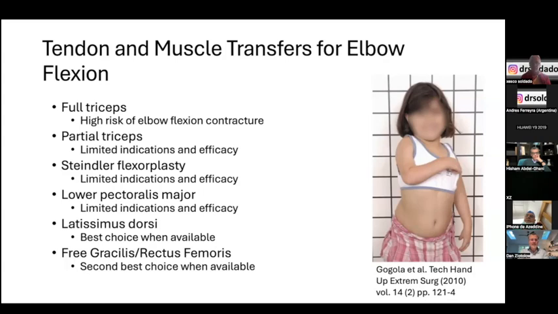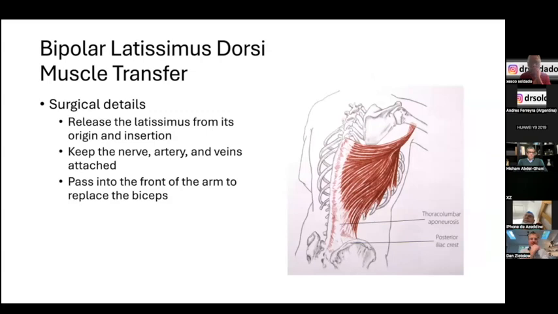Latissimus dorsi, I think, has been amazing, and Olga Agranovich agrees that this is her favorite, and I think this is clearly the runaway best choice when it's available. Otherwise, I think the second best choice is actually a free gracilis or a rectus femoris when available. So here's your bipolar latissimus dorsi muscle transfer and release the latissimus from its origin and insertion.